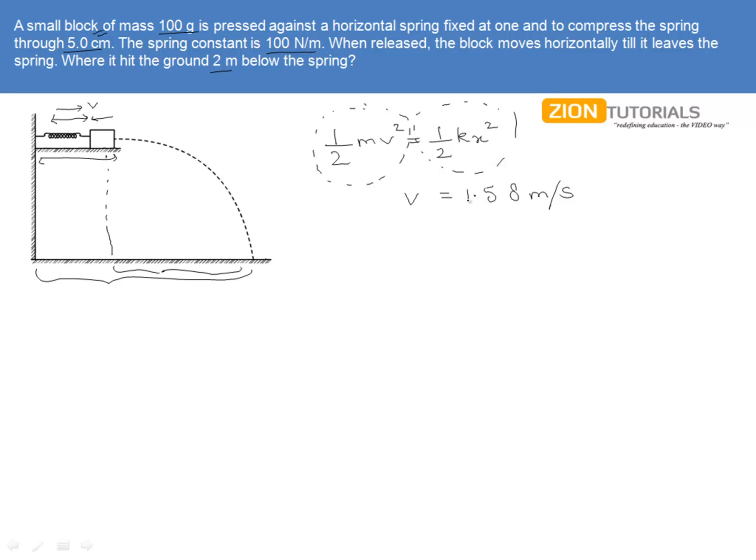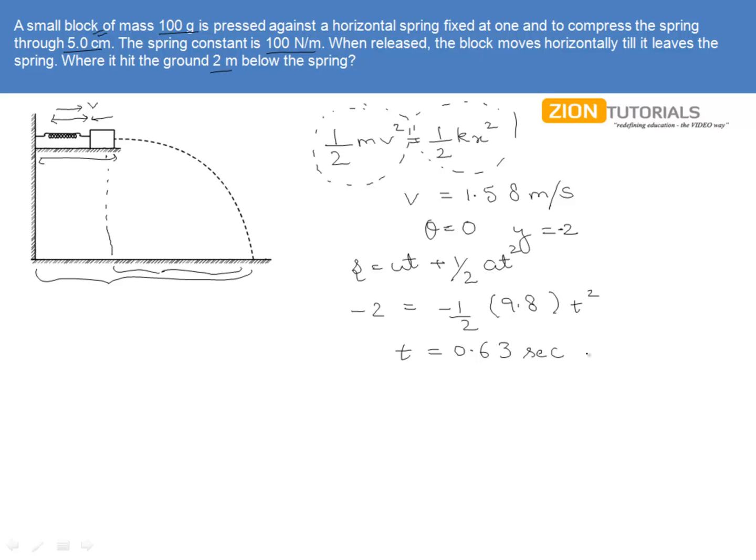Now here we have theta equal to 0 because it is a horizontal projection, and y equal to -2 because 2 meters has been given as the height. So in the equation s equal to ut plus half at square, the distance y is -2 and the other values are as this, into -9.8 t square, giving us a time of 0.63 seconds.